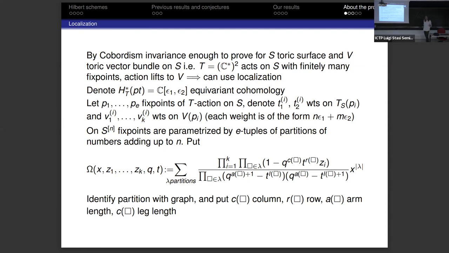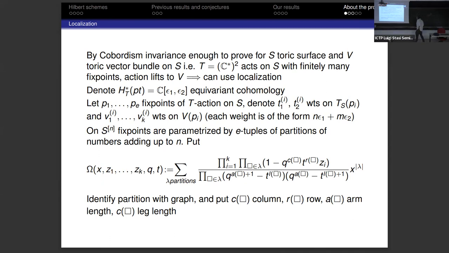And then we have this a, which we also had before in the formula for the tangent part. a is the arm length. So if we take this element here, the arm length is how many more boxes are to the side, which is equal to two. And the leg length is how many are there below, and there's one below. Okay, and so we write down this incredible expression: a product over all elements, all the boxes in this diagram of the partition, and we have this over k, where k is the rank of the bundle we want to talk about.